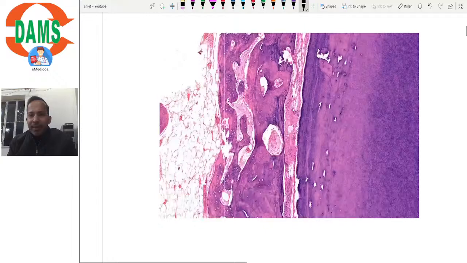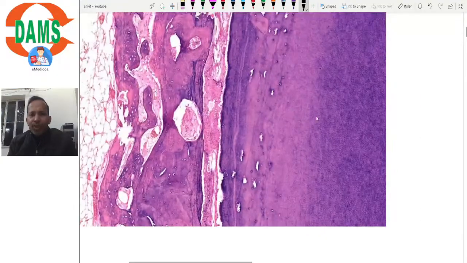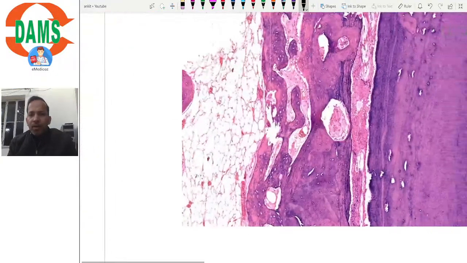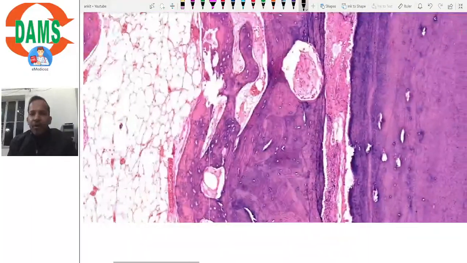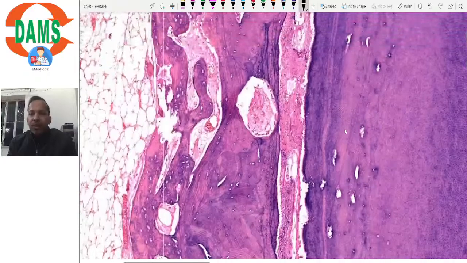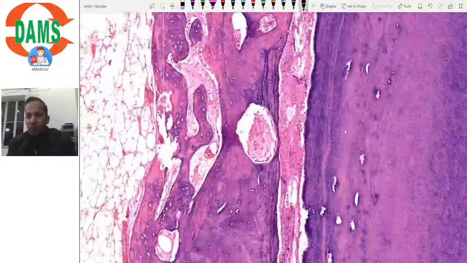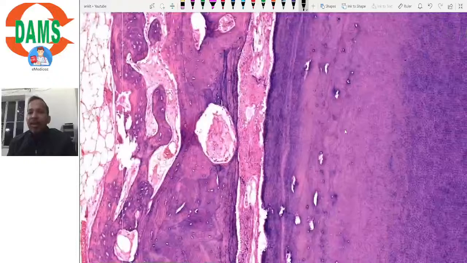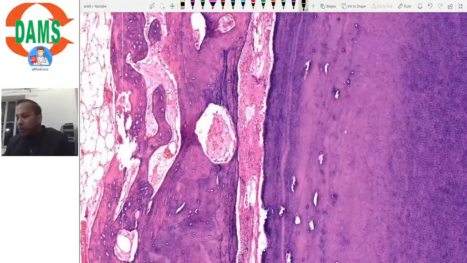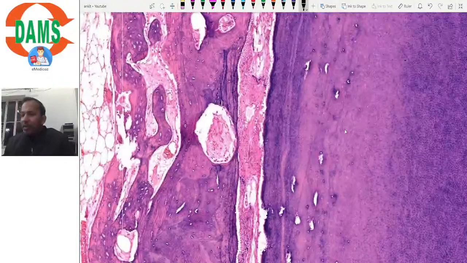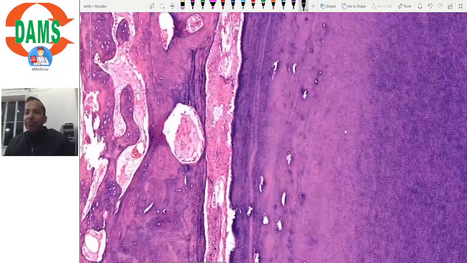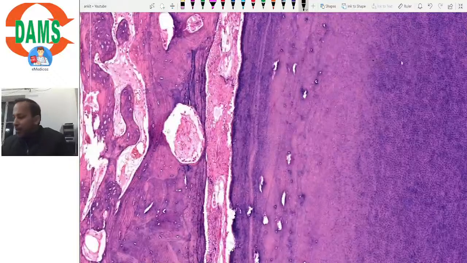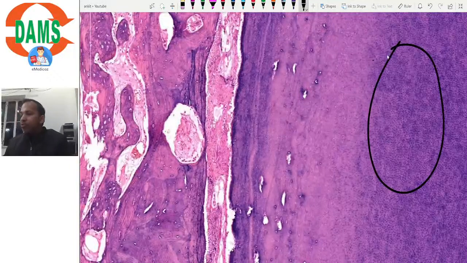So this is the next slide, and more or less it's the same tissue. Again we have a section of the tooth along with the PDL and the alveolar bone, right? But here, as you can notice, the structure of dentin is quite clearly visible, isn't it? You can easily see the dentinal tubules here. So you can easily identify this is the dentin, right?